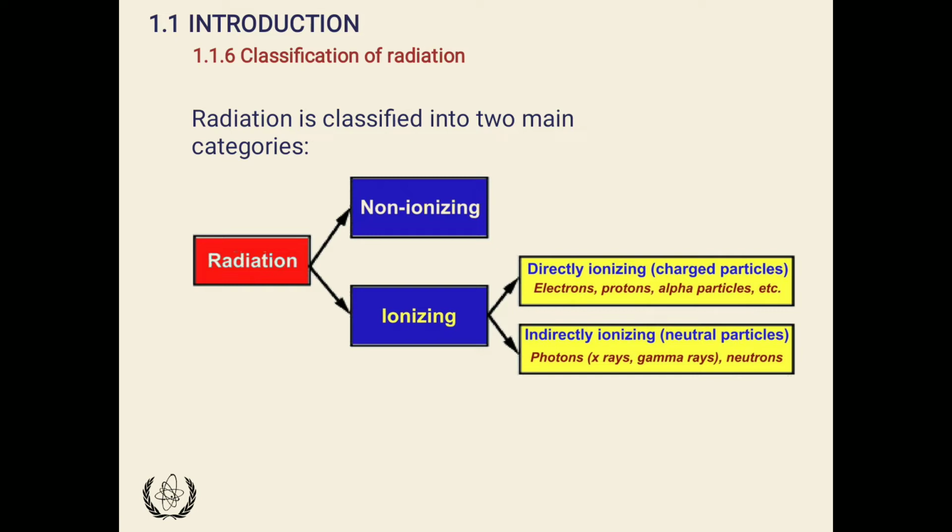Now, radiation is classified into two main categories. First is non-ionizing, and second is ionizing. Ionizing radiation is again classified into two types: directly ionizing, meaning charged particles, and indirectly ionizing, meaning neutral particles. Directly ionizing charged particles are electrons, protons, alpha particles, etc. And the neutral particles are photons, that is X-rays and gamma rays, or neutrons.